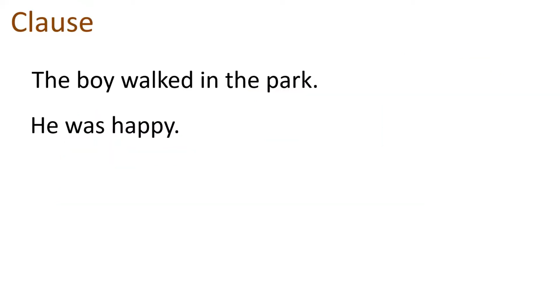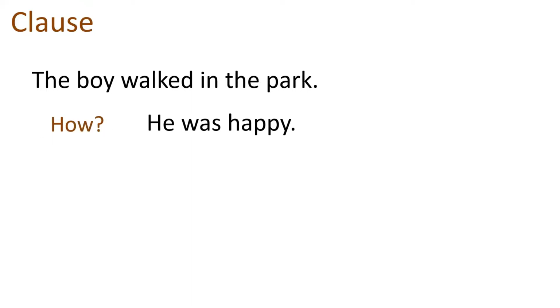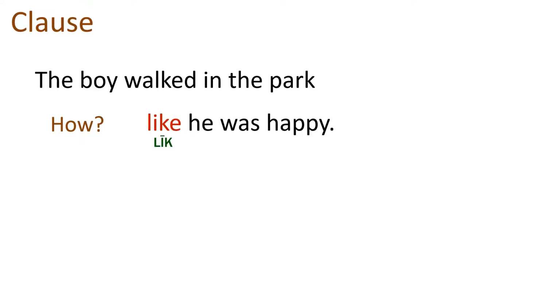Sometimes we want to join sentences that are not equal. Consider, for instance, the sentences, the boy walked in the park and he was happy. We specifically want to join the sentences to explain that the way that he walked in the park, or how he walked in the park, was like he was happy. So to do that, we insert the conjunction like.